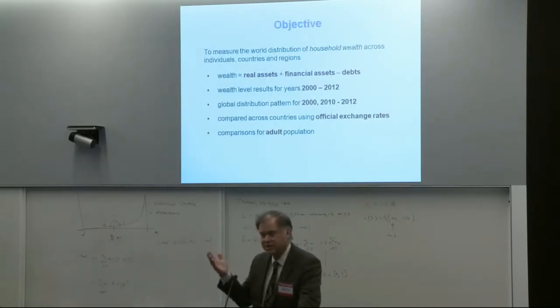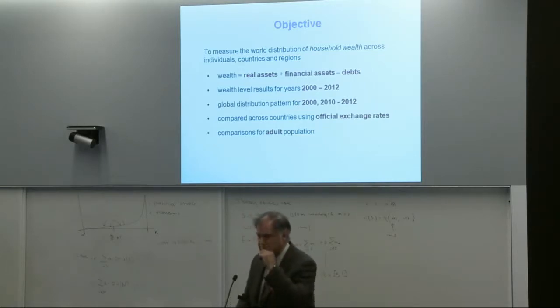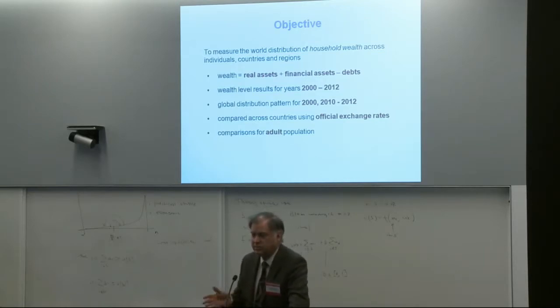Okay, so of course for this audience you don't really need this explanation. Wealth, we need net worth, real assets plus financial assets minus debts. We've got level results for the years from 2000, and the global distribution pattern we estimated in 2000, that's in the EJ article, and we've been doing it for the last couple of years, but basically we just have 2 snapshots for the global distribution. One of the next things on our agenda is to try to study the changes in that distribution over time. Okay, so we haven't exactly done that yet.